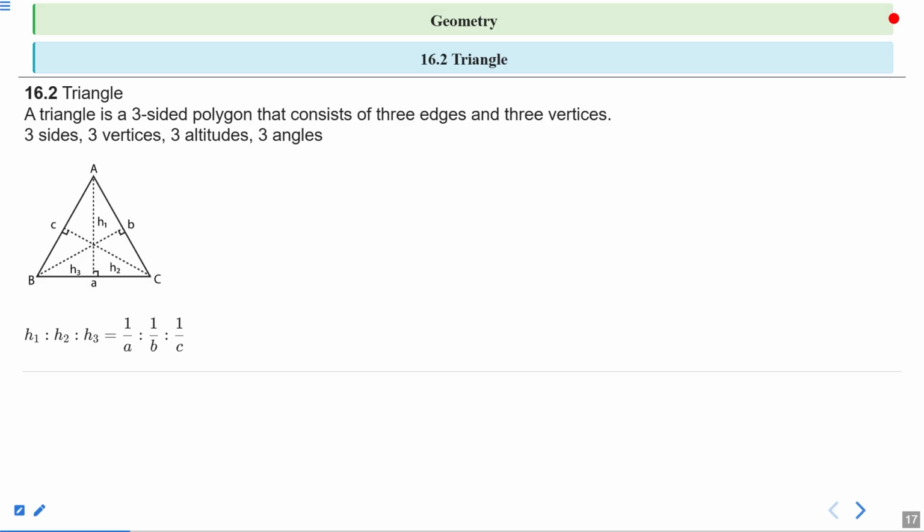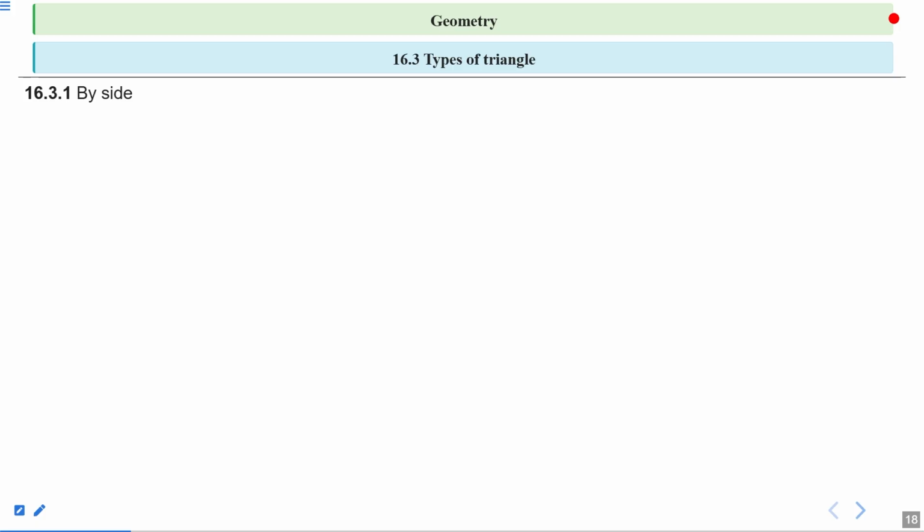So the ratio of the altitudes h1, h2 and h3 is always equal to 1 by a ratio 1 by b ratio 1 by c. So h1 ratio h2 ratio h3 equals 1 by a ratio 1 by b ratio 1 by c. So types of triangle: by side we can divide it.